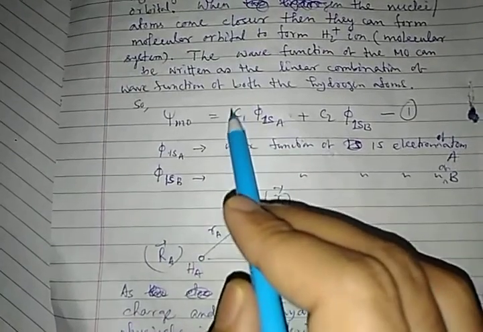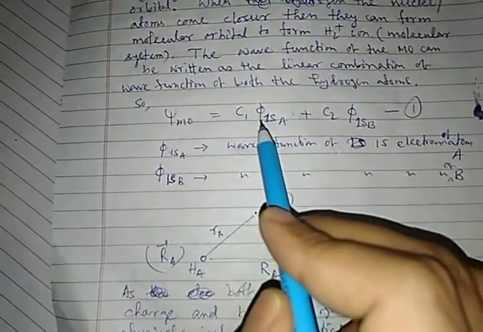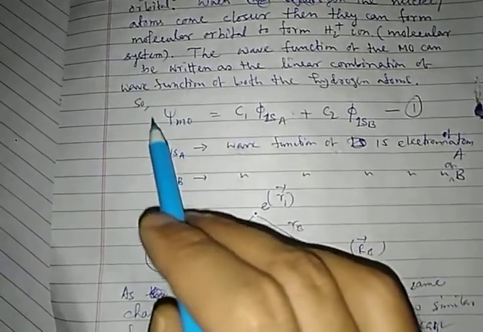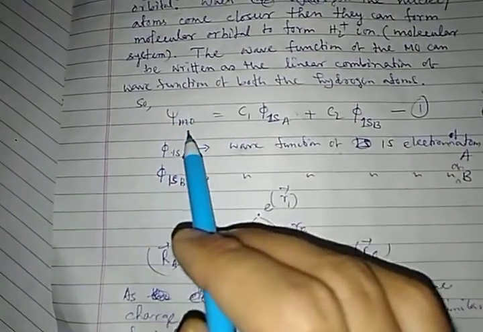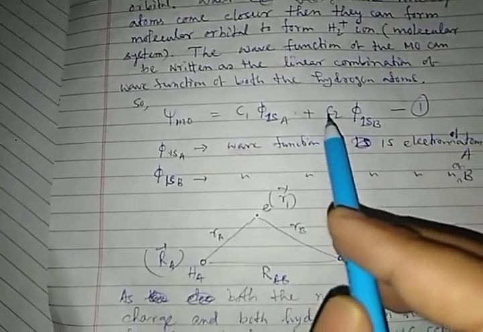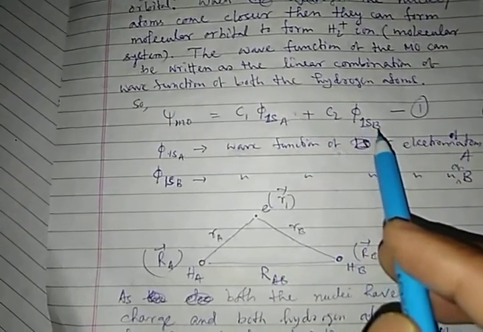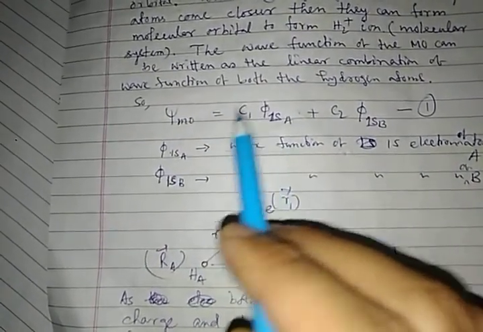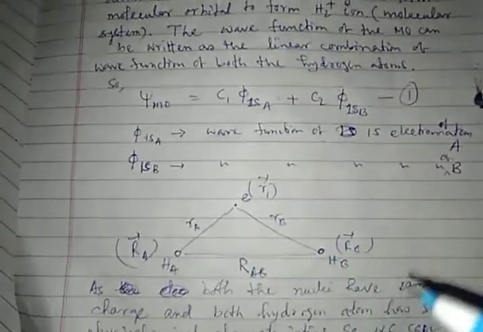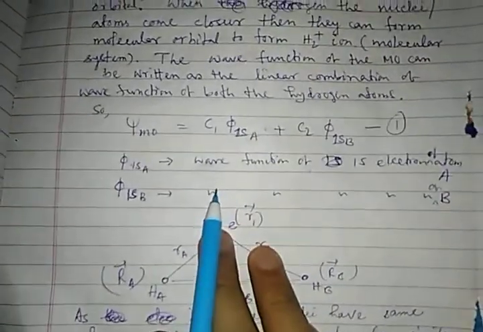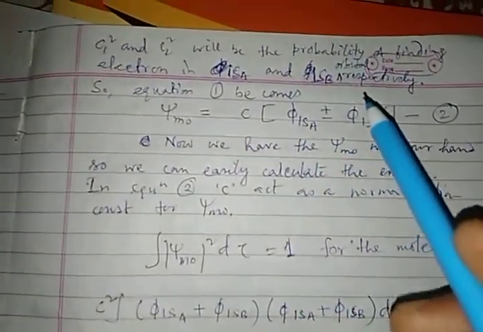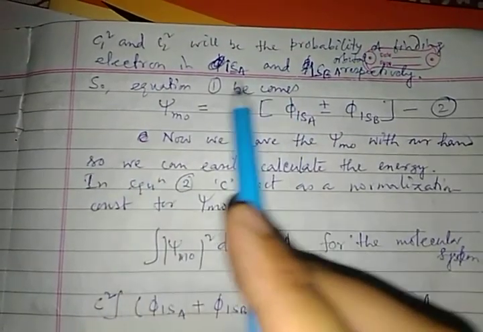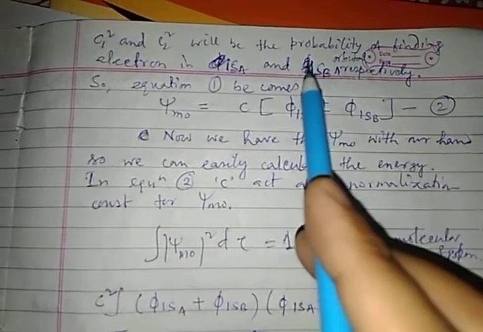that means C1 represents the amount of phi 1s A contributed to the formation of this psi-MO, and C2 represents the contribution of phi 1s B for the formation of psi-MO. That is, the coefficients represent the respective contribution of the orbitals. Now if I take this C1 and C2 squared, then this square term represents the probability of finding the electron in the phi 1s A and phi 1s B orbital respectively.